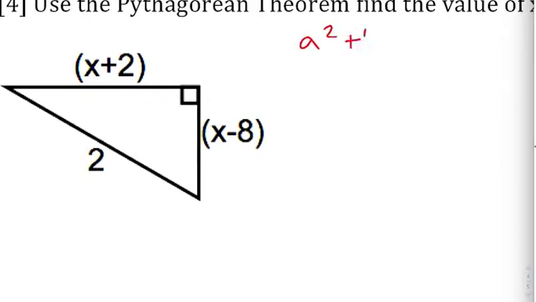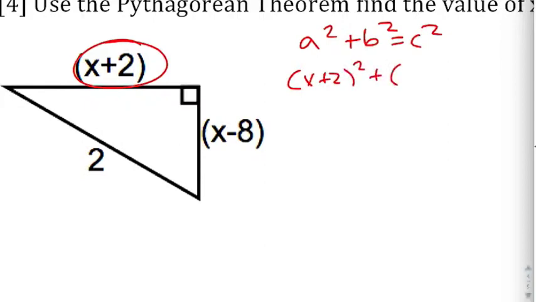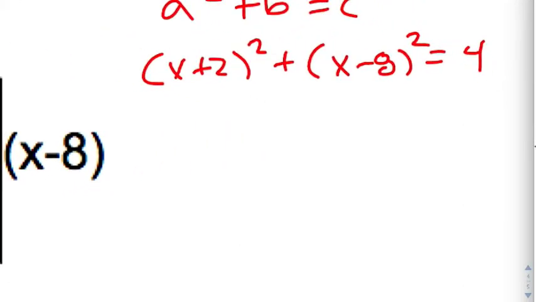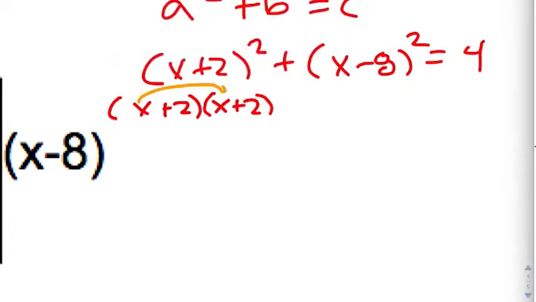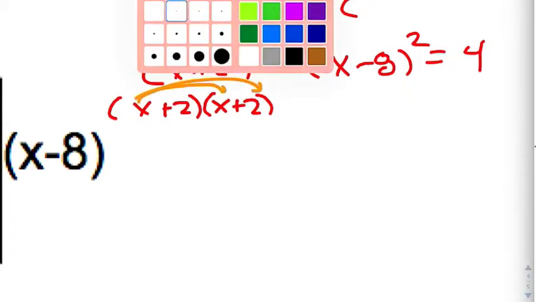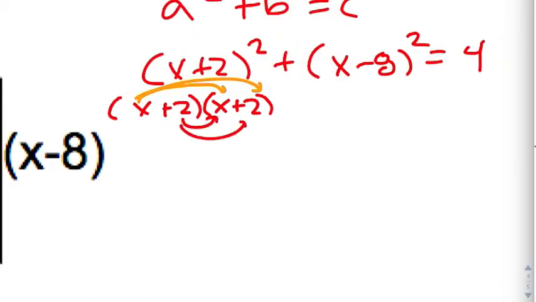So we have a squared plus b squared is equal to c squared. A value is going to be x plus 2. B value is going to be x minus 8 squared up, and that's going to be equal to 4. So again, you can think of this a couple different ways. It's a squared value, so you can certainly expand it. And so x plus 2 times x plus 2. And then you can run like your double distribution, x times x, x times 2, 2 times x, 2 times 2. Either way, you'll end up with x squared plus 4x plus 4.